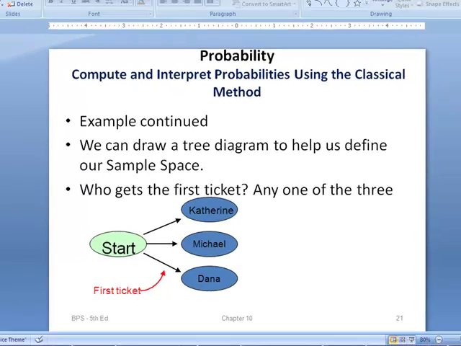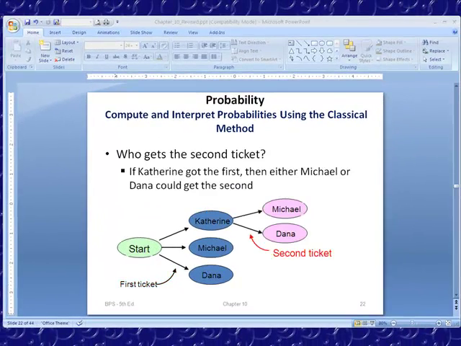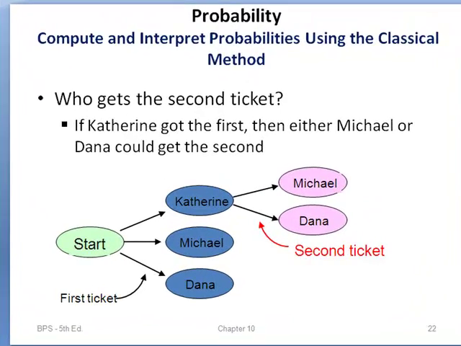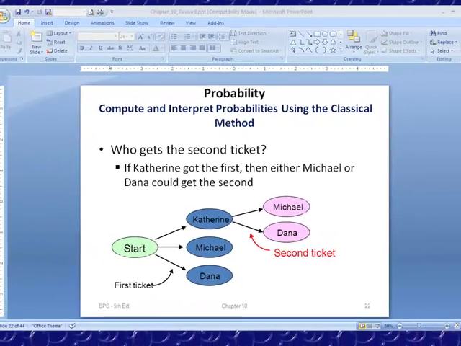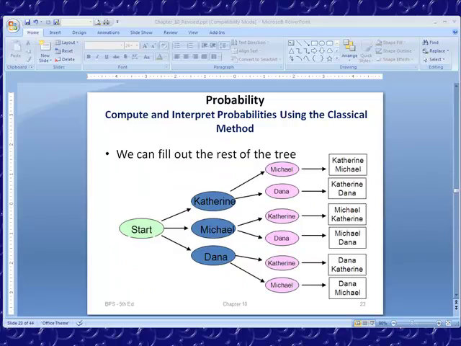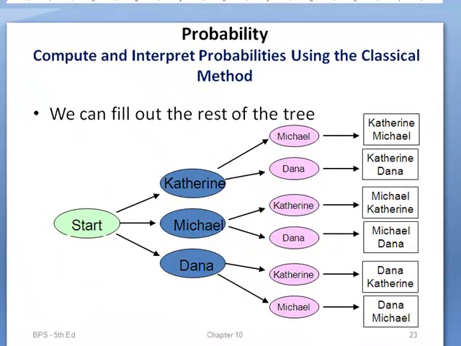Now, on the second ticket being picked, if Catherine was the first one picked, then Michael or Dana could be picked for the second. If Michael were picked, then Catherine or Dana could be picked for the second ticket. And if Dana had been picked first, Catherine or Michael could have been picked. So our sample space is at the very end. You read off the branches.